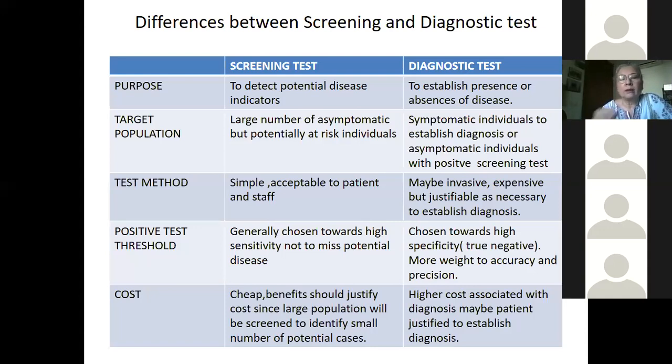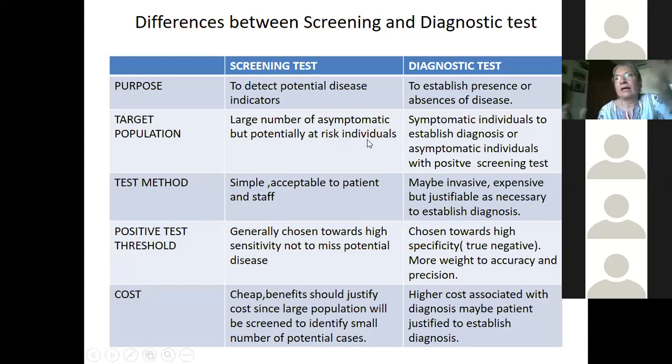giving you the whole comparison between the screening and the diagnostic test. In screening, we want to just detect the potential disease, whether it is present or not in that particular area. And when that screening test comes out to be positive, we do a diagnostic test to make it a 100% diagnosis that yes, these people have the problem.